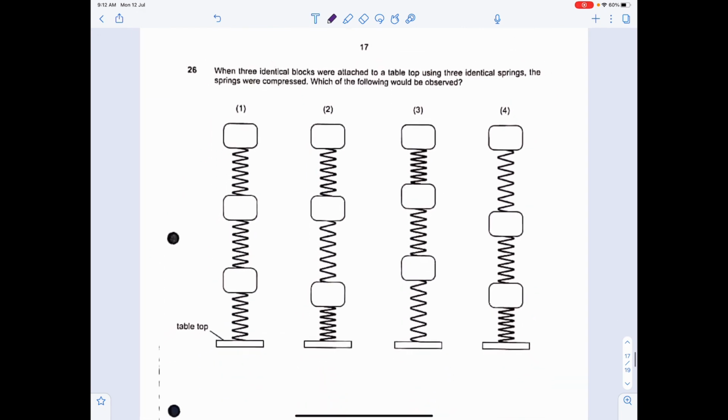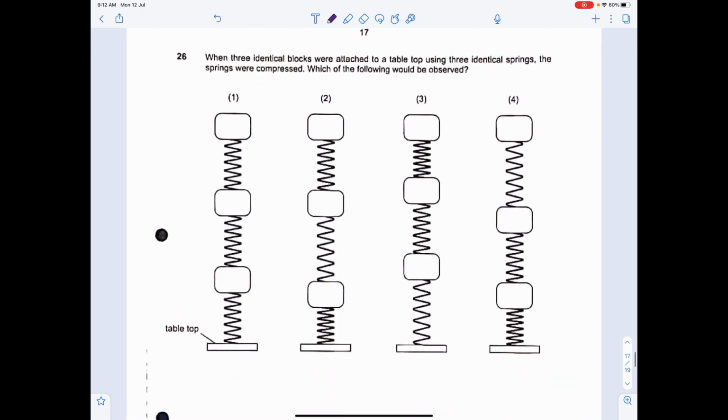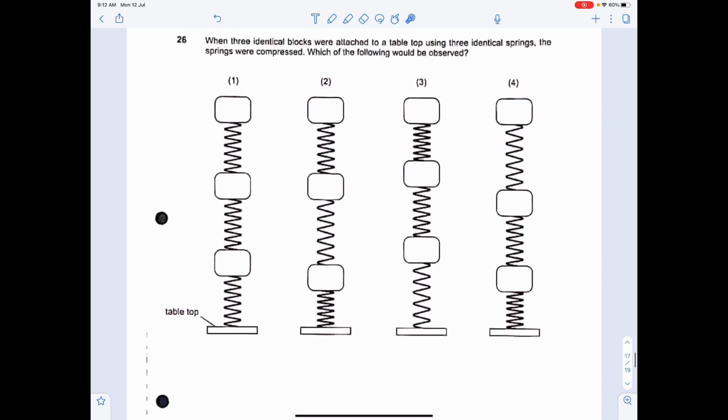Now question 26 is a very straightforward question. It's a trick question. Now, when 3 identical blocks were attached to a tabletop using 3 identical springs, the springs will compress. Which of the following will be observed? So the answer would actually be number 4.